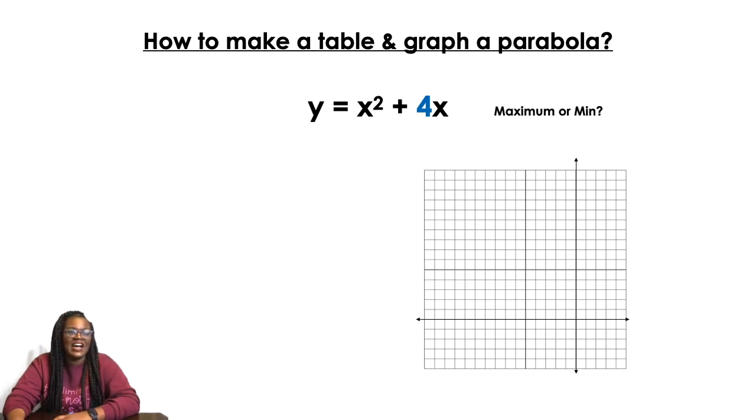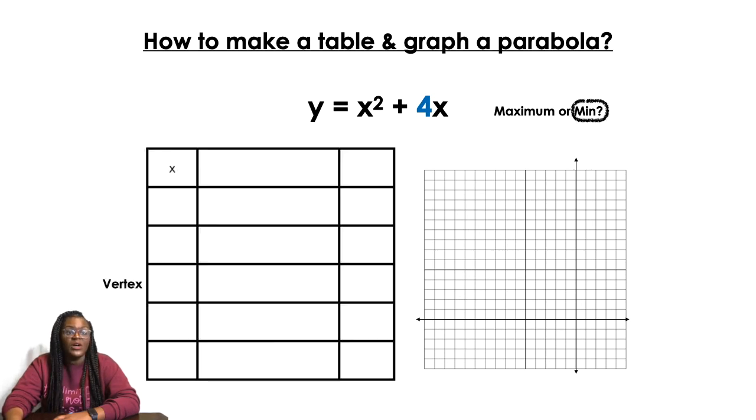Okay. First of all, is it a minimum or a maximum? The a value is positive, so that means it's a minimum. We're gonna go ahead and fill in our table. The x value is gonna be negative 2. The two numbers to the right of negative 2 are negative 1 and 0. To the left are negative 3 and negative 4.